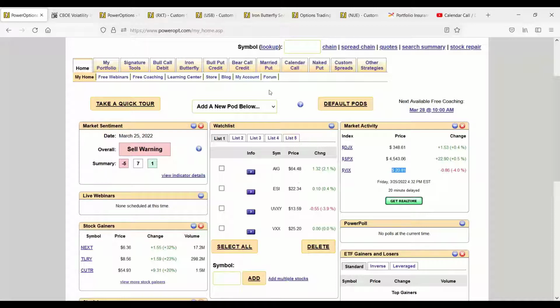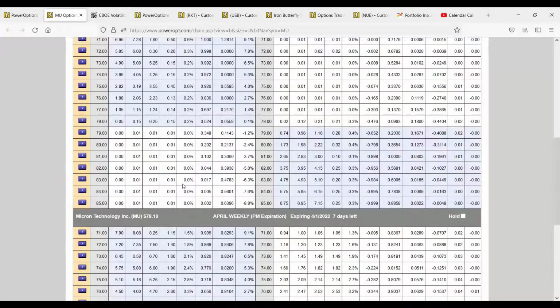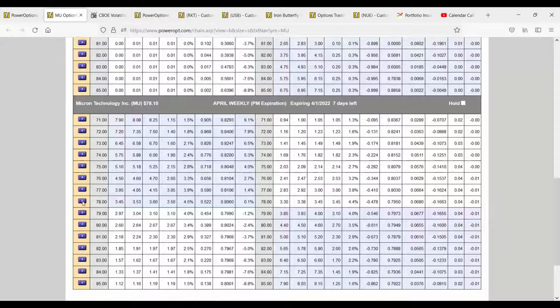Now, an individual stock. Let's go ahead and just take a look at MU option chain. We're going to look at the April. Do I want April 8th? I think I want April 8th. No, I want April 1st. I'm going to take a look at these April 1st options.